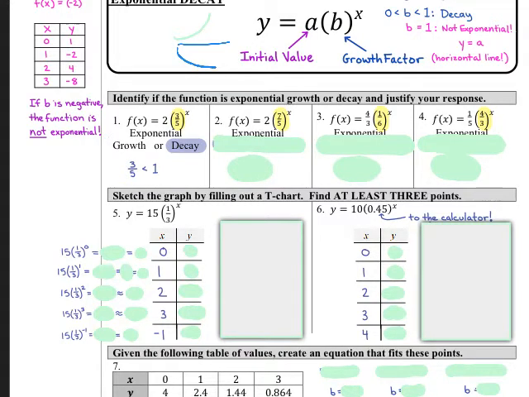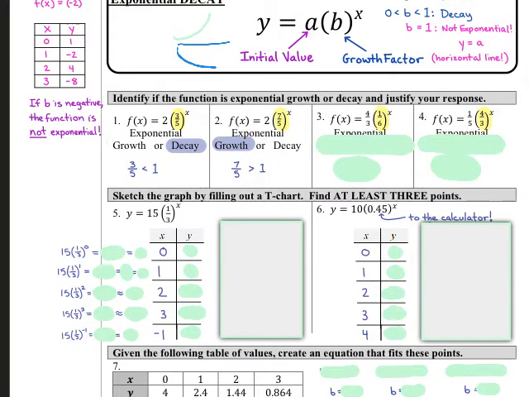Okay, on the other side of the coin, number 2, our growth factor is 7/5. That is an improper fraction. If you go to the calculator and type in 7 divided by 5, you're going to get 1.4. 1.4 is greater than 1, so that means this is going to be a growth function. The only difference here, and remember, they have the same starting value, that doesn't matter, is that they have different growth factors. This is a proper fraction, so that's going to be a decay function. This is an improper fraction, so that's going to be growth.